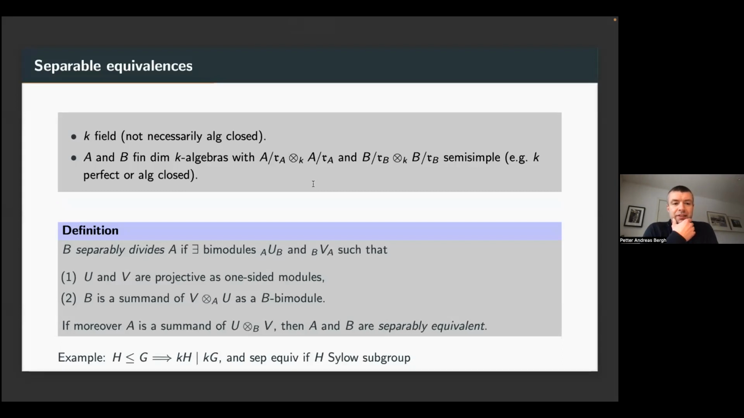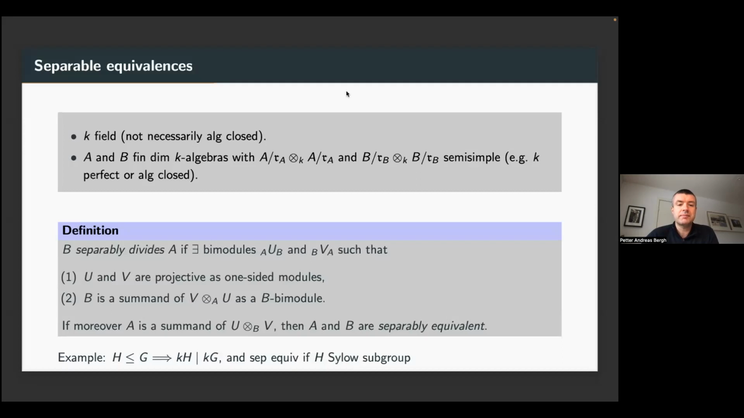So let's fix a field which is not necessarily algebraically closed, and two k-algebras such that when you mod out the radical and tensor with itself, you have semi-simple k-algebras. This is automatic if, for example, the field is algebraically closed or perfect. So we fix two such algebras.